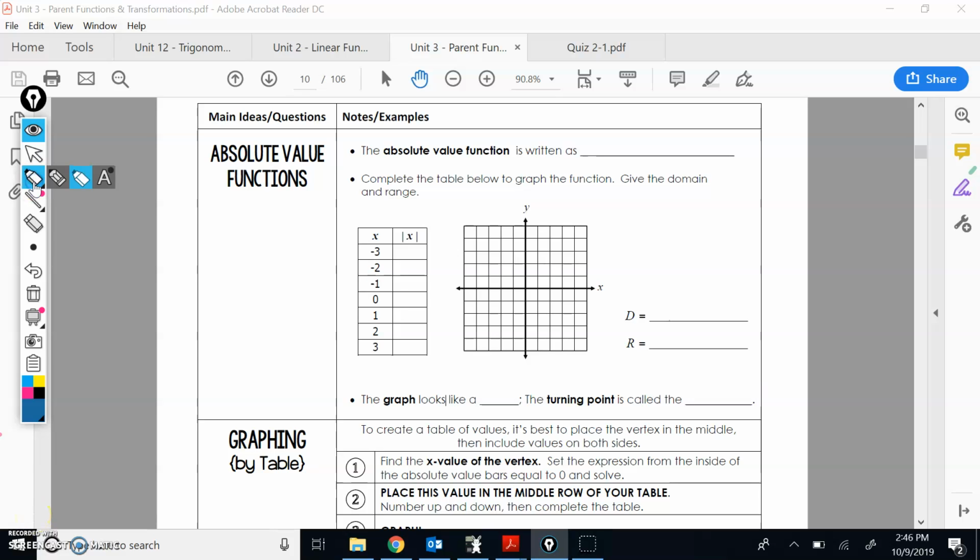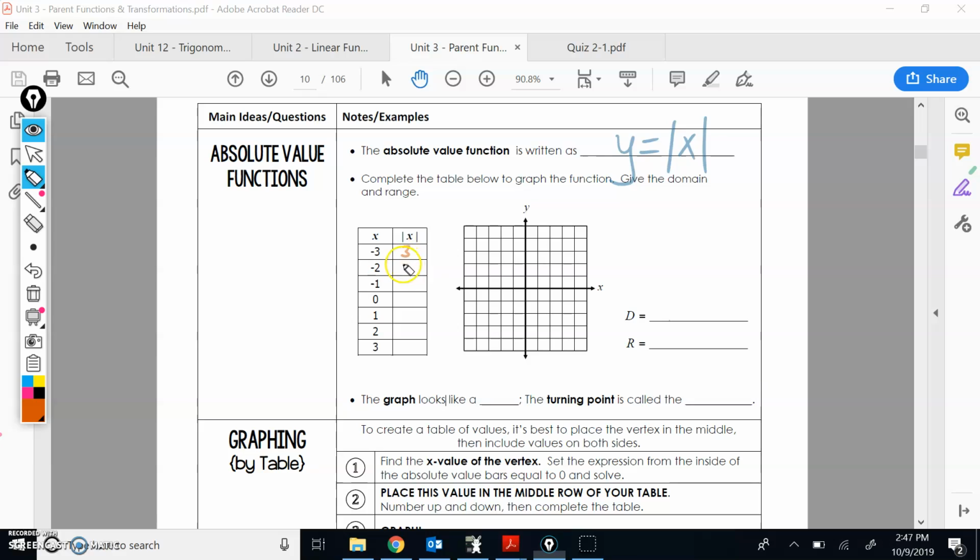Today's video is on graphing absolute value functions as well as absolute value inequalities. The absolute value function is written as y equals the absolute value of x. That's the standard, what's called the parent function of the absolute value. In the table, we have all the inputs, and we're going to input them into the absolute value of x and see what our outputs turn out to be.